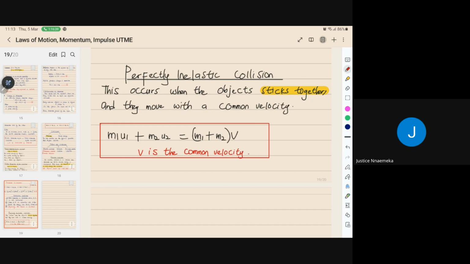Everybody, does it make sense now? That's the common velocity they move with, right? Do you understand what I just said? Is that only Justice, Lillian? Okay. All right.